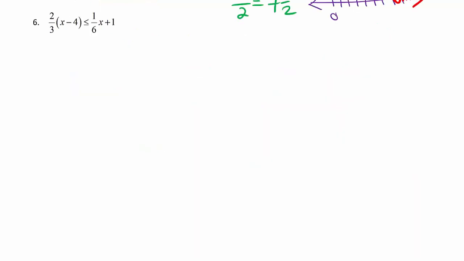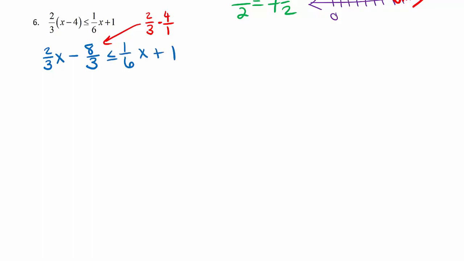All right, last example. Let's see if we can use the exact same process on this one. Now, because this problem has parentheses, I'm actually going to get rid of the parentheses first. That's typically the first thing I do with any equation or inequality, regardless of what kind of problem it is. So I get 2/3 times x, and 2/3 times 4 is 8/3.